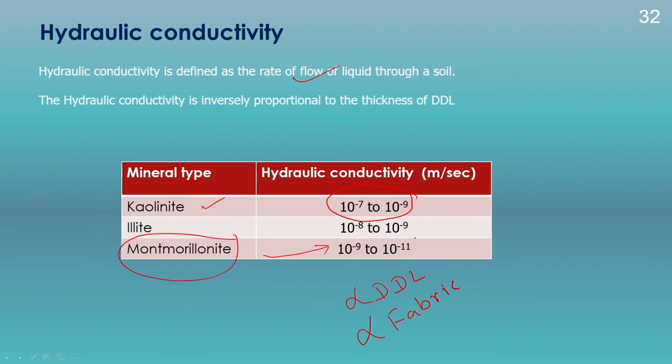per second. The low value of hydraulic conductivity for montmorillonite will be because of its diffuse double layer thickness, whereas the high value of hydraulic conductivity for kaolinite will be because of its inability to form the diffuse double layer thickness and because of its fabrics, which will be mostly flocculated. So, therefore, kaolinite will have a higher value of hydraulic conductivity in comparison to montmorillonite and illite.